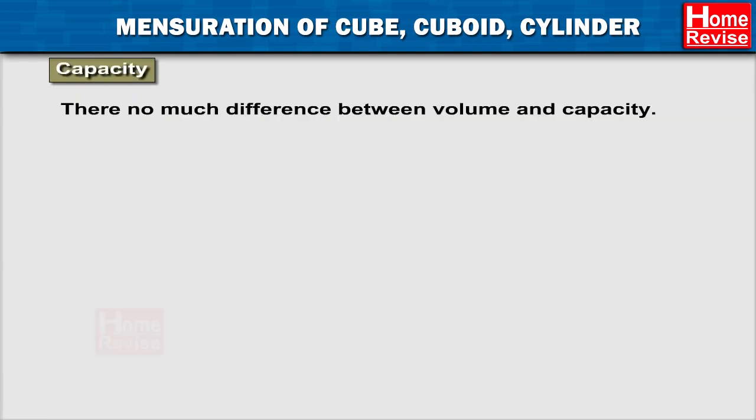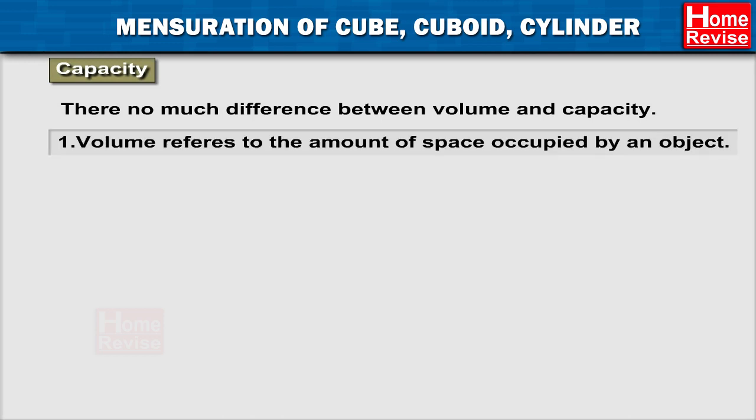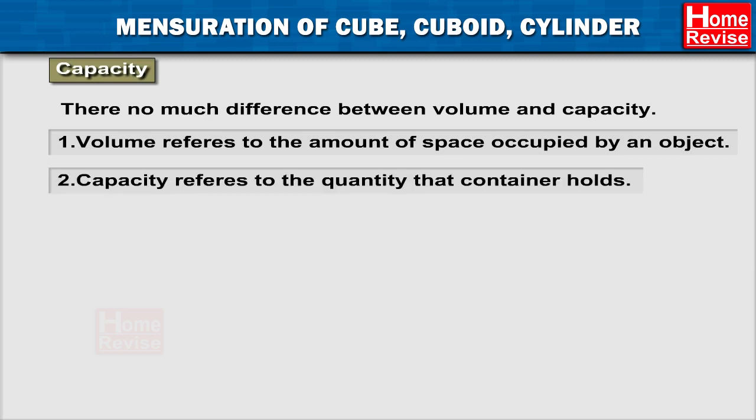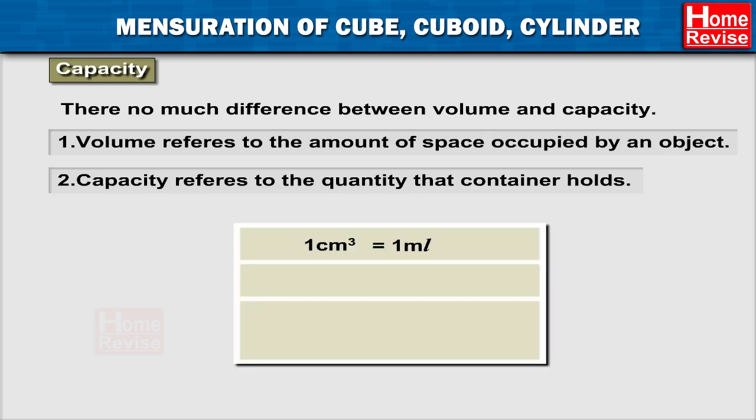Capacity. There is not much difference between volume and capacity. Number 1. Volume refers to the amount of space occupied by an object. Number 2. Capacity refers to the quantity that a container holds. 1 centimeter cube is equal to 1 milliliter. 1 liter is equal to 1000 centimeter cube. 1 meter cube is equal to 10 lakh centimeter cube, which is equal to 1000 liter.